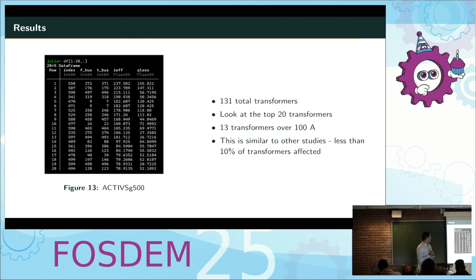So this is what we got. Out of 131 total transformers, we only see that 13 have very high neutral currents. So this is actually kind of encouraging, and it's relatively similar to other studies.